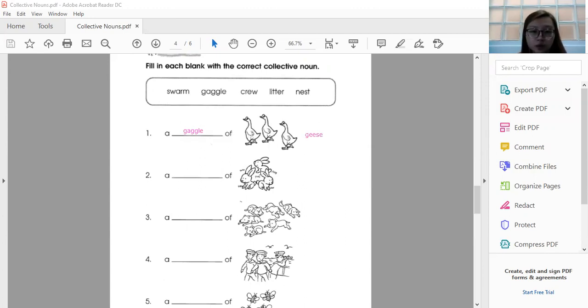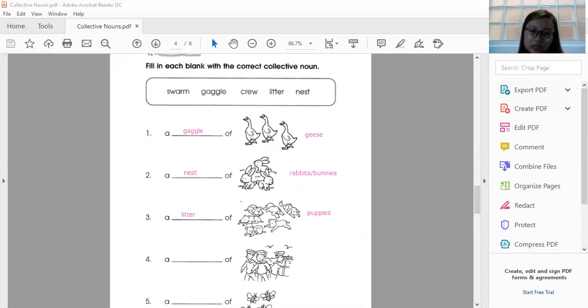Then the second one, we have 3 rabbits or bunnies over here, right? So we can put rabbits or bunnies. So we say that this is a nest of rabbits or bunnies. The third one, we have over here 1, 2, 3, 4, 5, 6, correct? So 6 dogs or puppies. Okay, so these are young dogs, so puppies. So we say they are a litter of puppies. Litter can be used for either puppies or kittens. So we have a litter of puppies here.